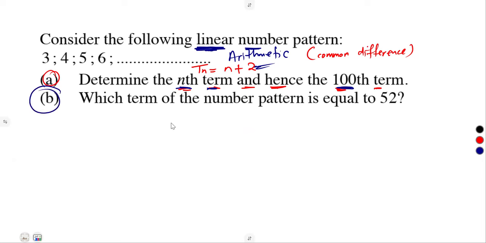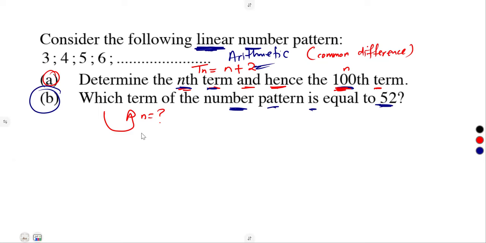On part B, they want you to determine which term of the number pattern is equal to 52. Which term, just like the nth, second, fifth, 100th. So when it is 100, it's n. So which term? n is what? Of the number pattern that is equal to 52.